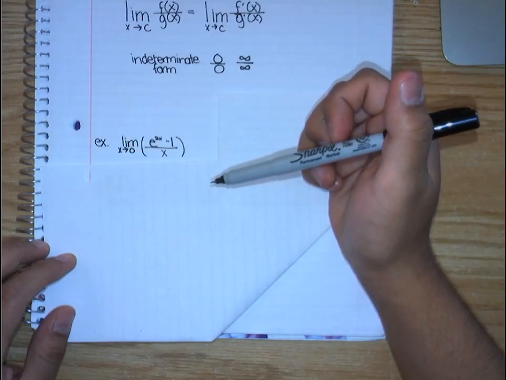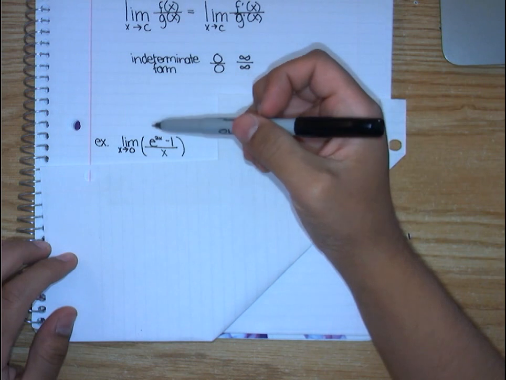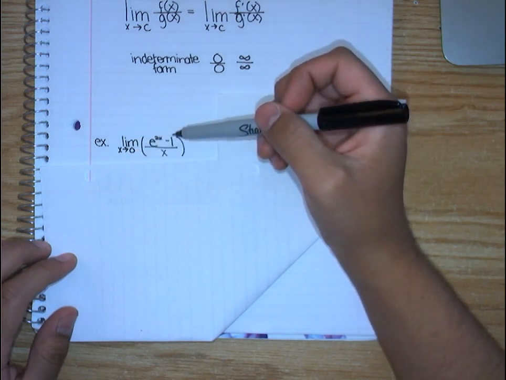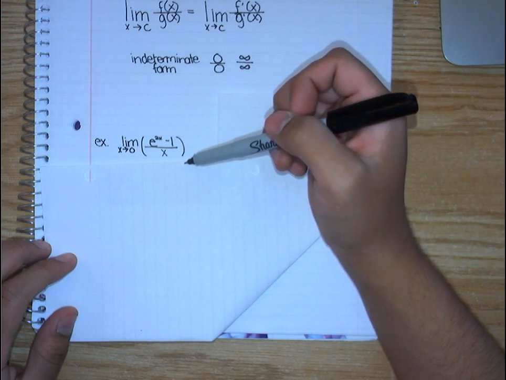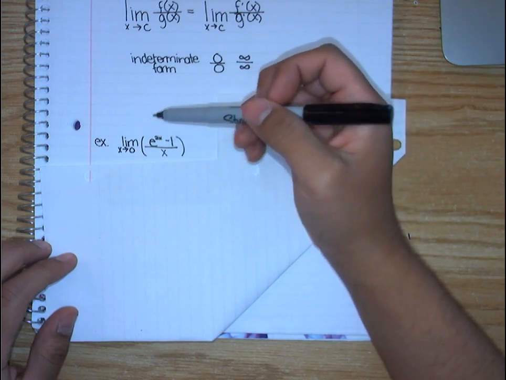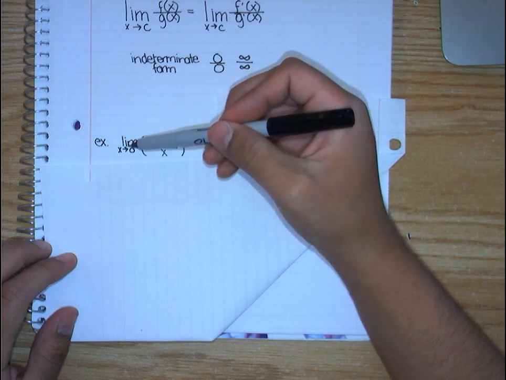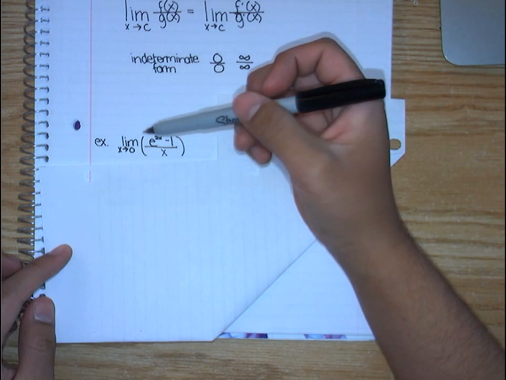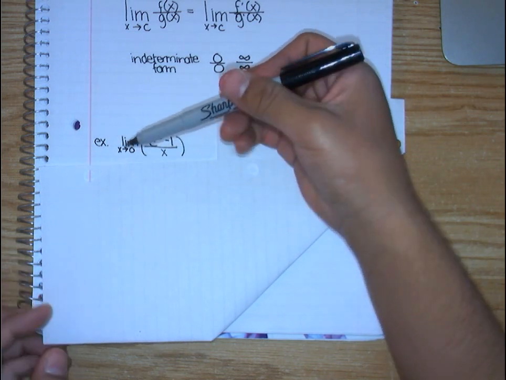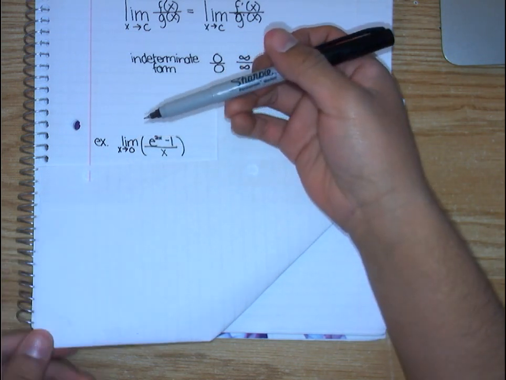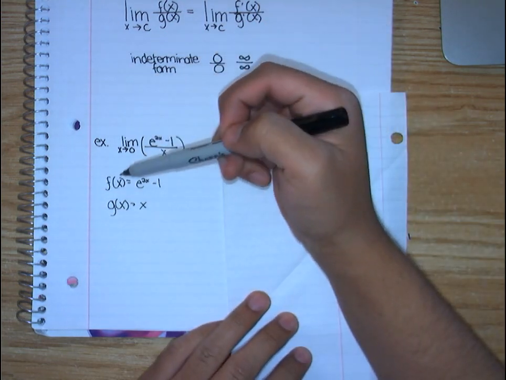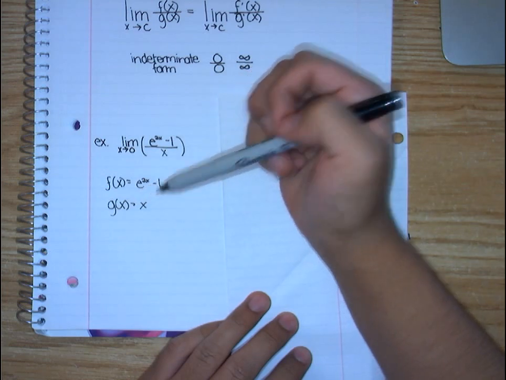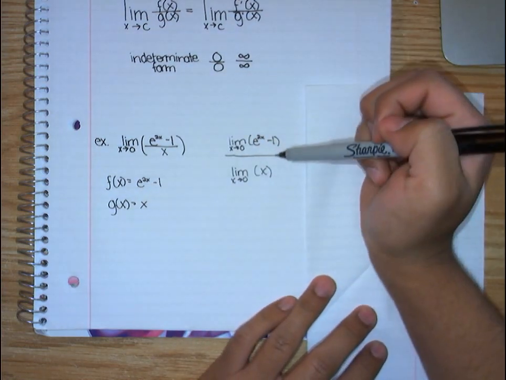So an example where L'Hopital's rule can be applied is this particular function. The limit as x goes to 0 of e to the 2x minus 1 divided by x, we can set the numerator equal to the limit of x going to 0 of e to the 2x minus 1, the denominator equal to the limit of x going to 0 of just x. So we define these functions as f of x equaling e to the 2x minus 1 and g of x just equaling x, as we just stated.